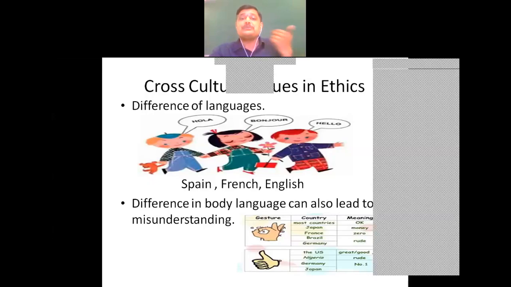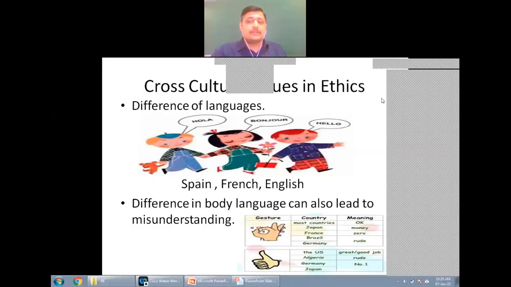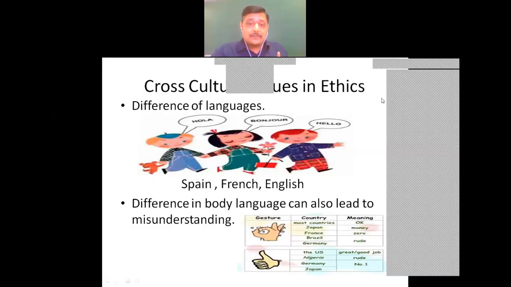So come to body language. One hundred percent sure, body language has its own different impact in different countries. Their definition, their thought process, their understanding differs. Probably we are learning the topic of language where one common gesture has its own meaning in different countries.